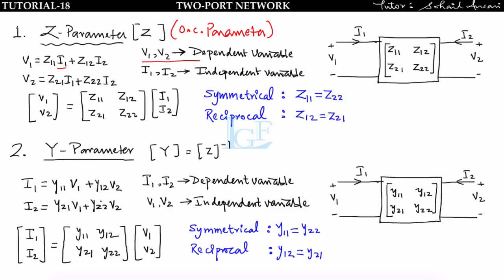Now the condition for symmetrical: in Z parameters, if Z11 is equal to Z22, then this network is said to be symmetrical. Means Z11 must be equal to Z22 for a symmetrical network. Similarly for a reciprocal network, Z12 must be equal to Z21. Got it? Now let us consider the Y parameter. Y parameter is known as the short circuit parameter.